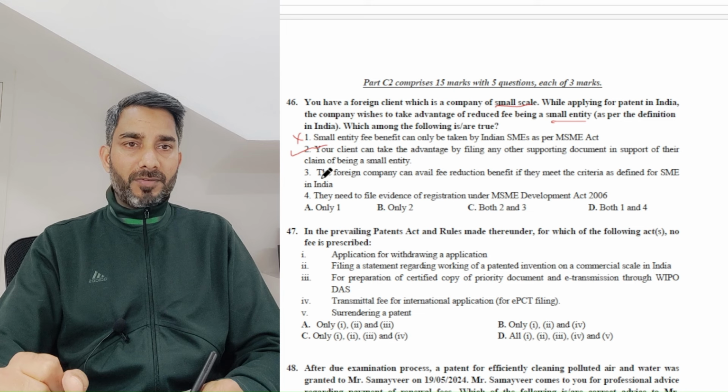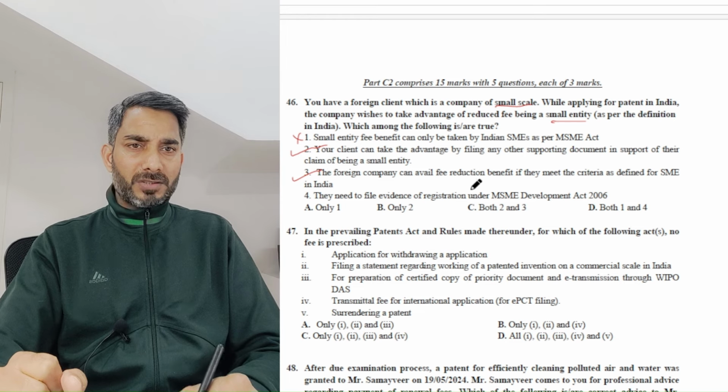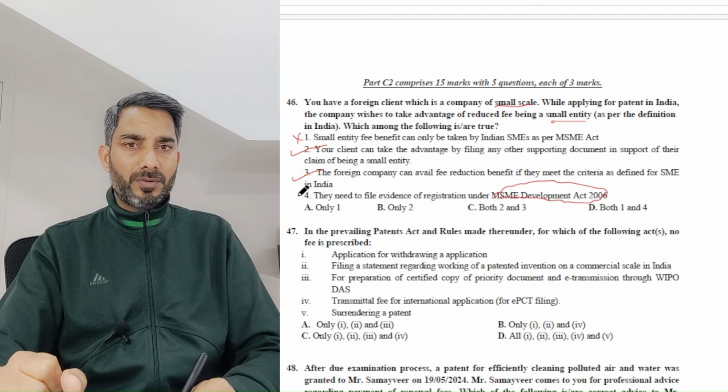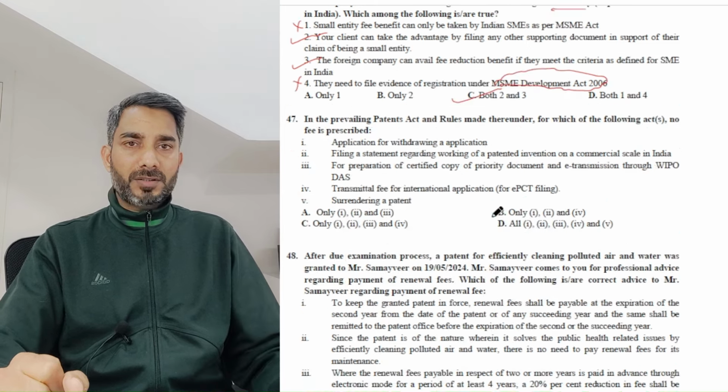The foreign company can avail the fee reduction benefit if they meet the criteria as defined for SMEs in India. I think 2 is also correct. They need to file evidence of registration under... No. They don't need to register in India at all. No, this would be too much of a task. So 2 and 3. Perfect. We got our answer.